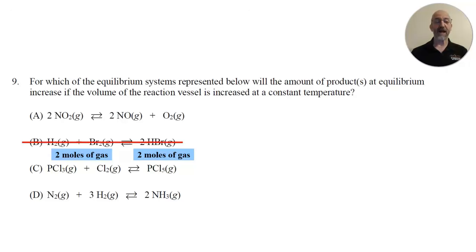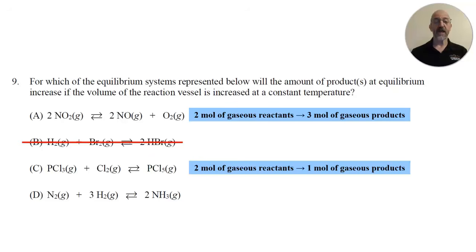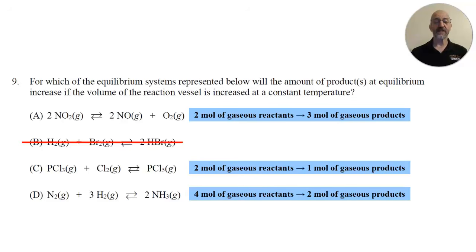Now what I will do is go back to choices A, C, and D and simply count the total number of moles of gas on the left side and the right side. So starting with choice A, I see 2 moles of gaseous reactants, and I see 3 moles of gaseous products. And then moving on to choice C, I see 2 moles of gaseous reactants, and I see 1 mole of gaseous products. And then finally in choice D, I see 4 moles of gaseous reactants, and I see 2 moles of gaseous products. Now I will consider the specific details.